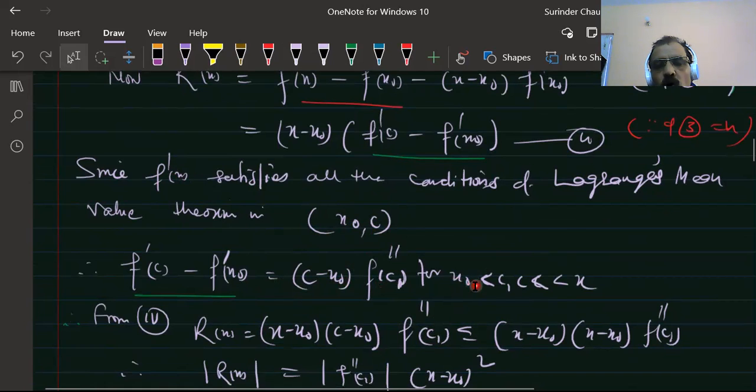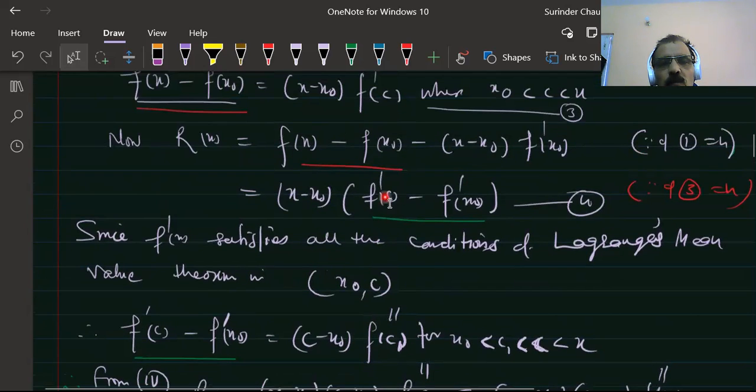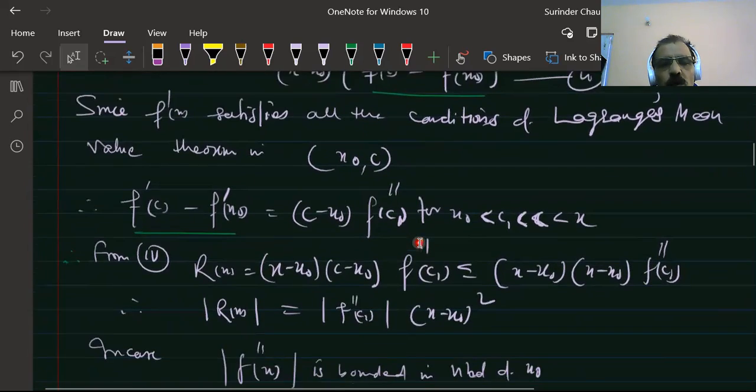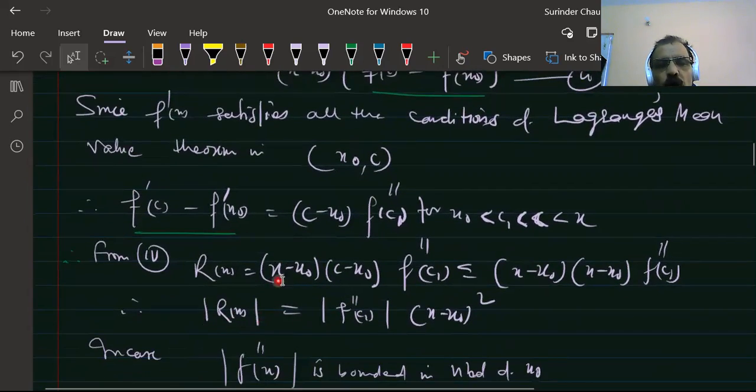c1 for all x naught less than c1 less than c less than x. Now substitute the value of this, then Rx comes out to be, and substituting this in the interval x naught to c, we get Rx equal to (x minus x naught) into (c minus x naught) f double dash of c1.